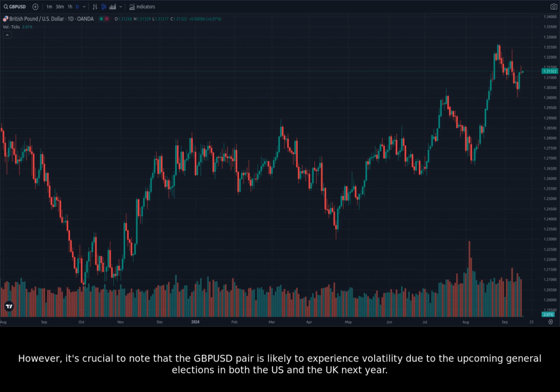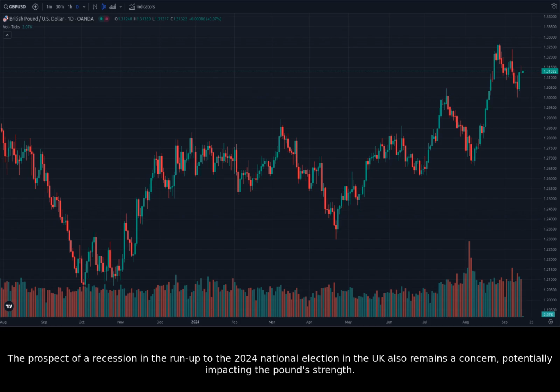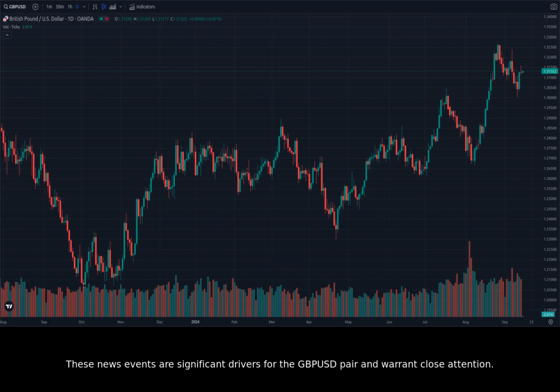However, it's crucial to note that the GBPUSD pair is likely to experience volatility due to the upcoming general elections in both the US and the UK next year. The prospect of a recession in the run-up to the 2024 national election in the UK also remains a concern, potentially impacting the pound's strength. These news events are significant drivers for the GBPUSD pair and warrant close attention.